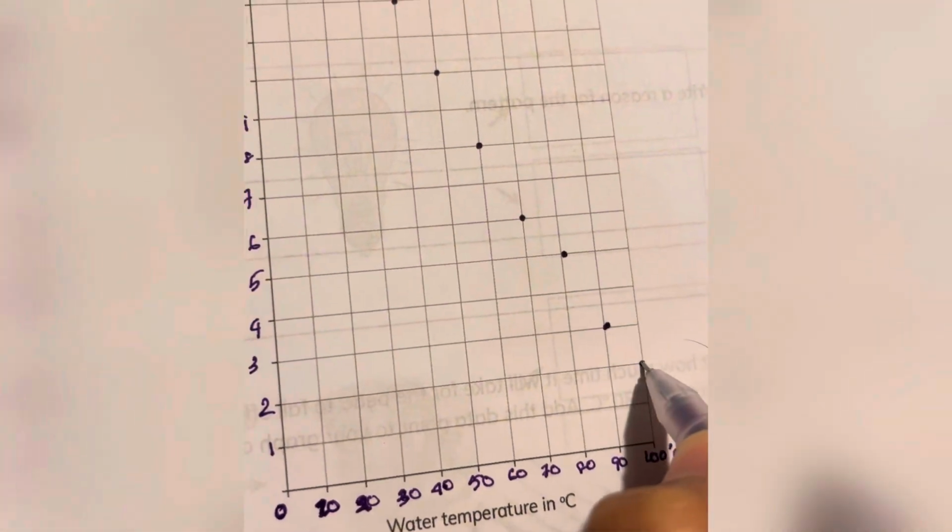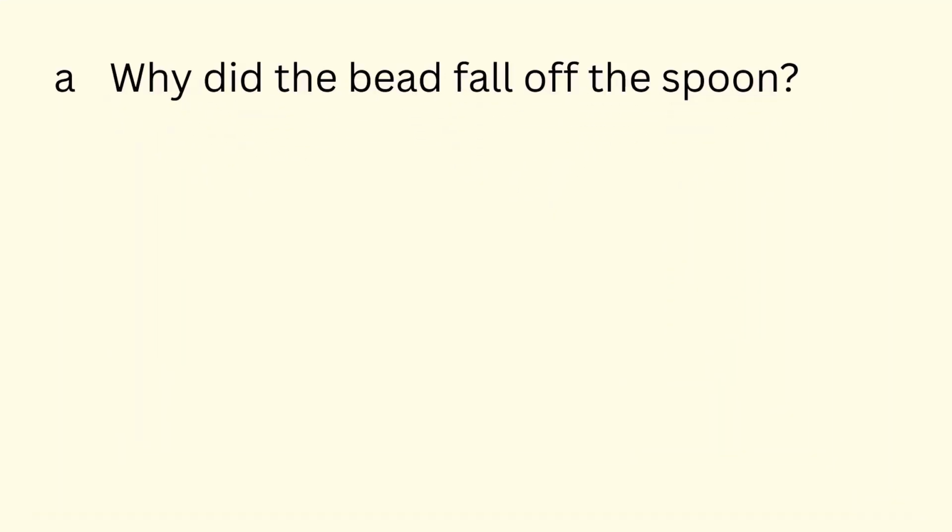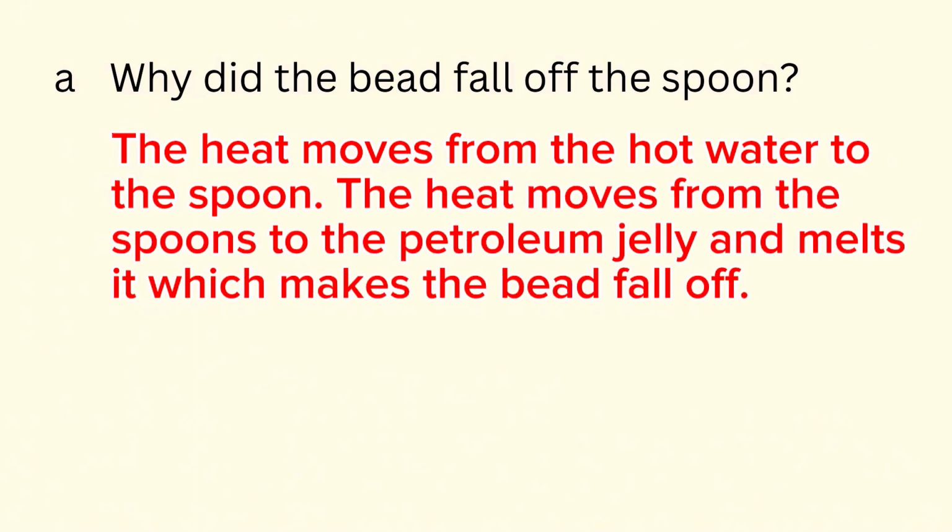So let's draw this. This is a dot-to-dot graph of the results. Question A. Why did the bead fall off the spoon? The heat moves from the hot water to the spoon. The heat moves from the spoon to the petroleum jelly and melts it, which makes the bead fall off.